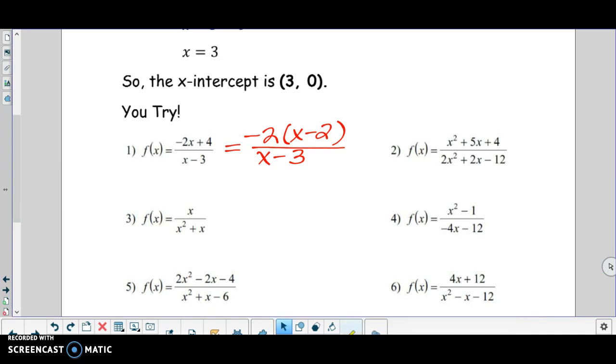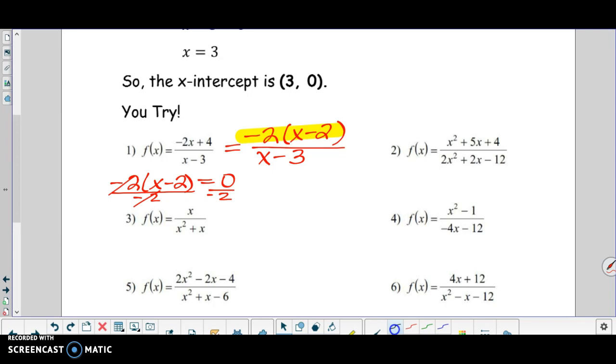So I'm just looking at this guy. If I set negative 2, x minus 2 equal to 0, how would I solve that? How would I get rid of the negative 2? What's that bar mean? Divide, right? I'm getting rid of it. I'm getting x by itself.